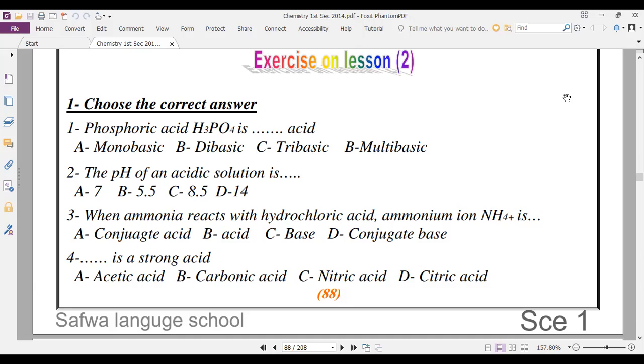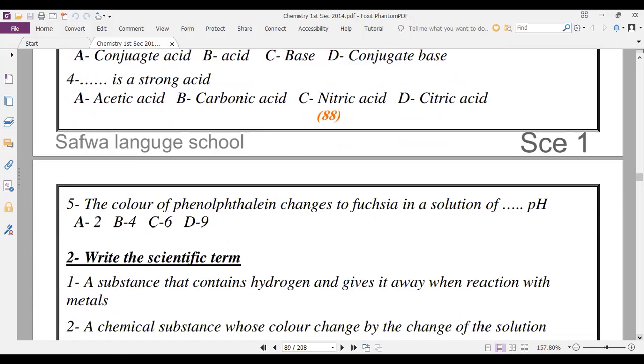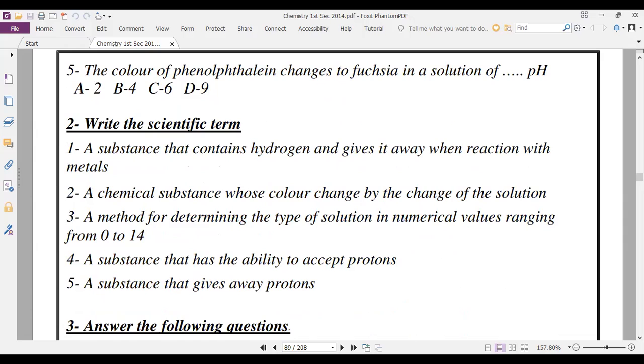Okay, number 4. Number 4 is nitric acid. Number 4 is a strong acid, right? Nitric acid. Okay. Number 5. In the base, it will be number 9. It will be number D. Number D. Yes, the color of phenolphthalein changes to fuchsia in a solution of number D, pH 9. Okay, that means base.